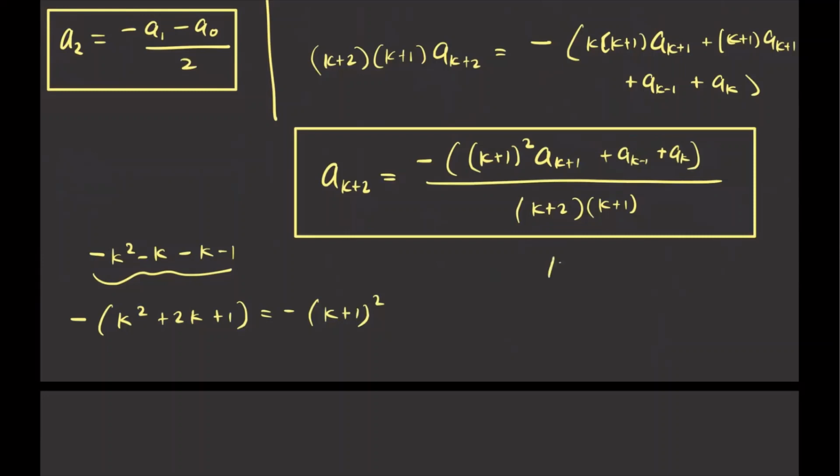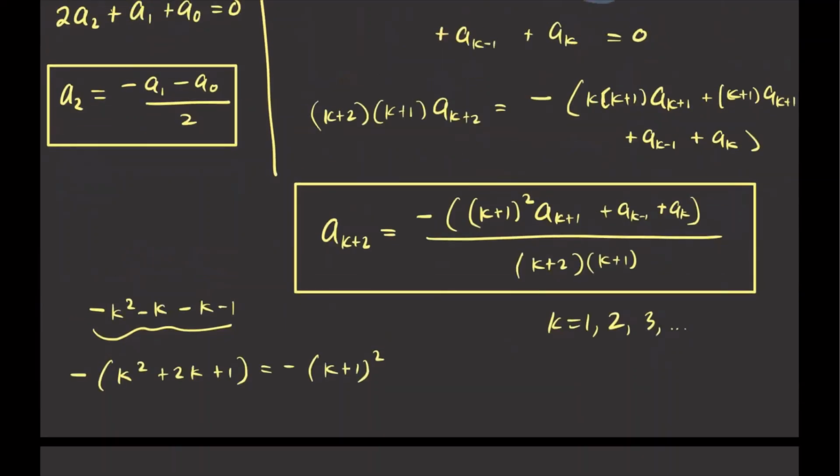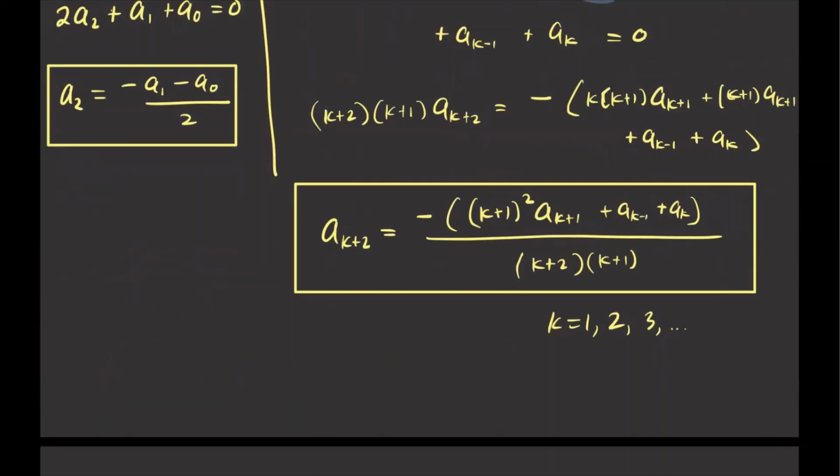Now we're going to start k equals 1, 2, 3, and so on. You could start at 0, but since we already have a sub 2, we don't have to start at 0. We can start at 1 to save some time. So there you have it. Now let's use this to get one more coefficient.